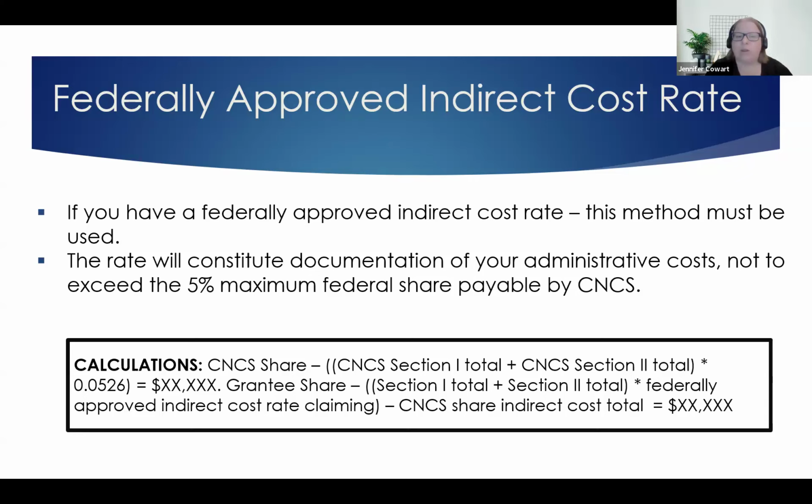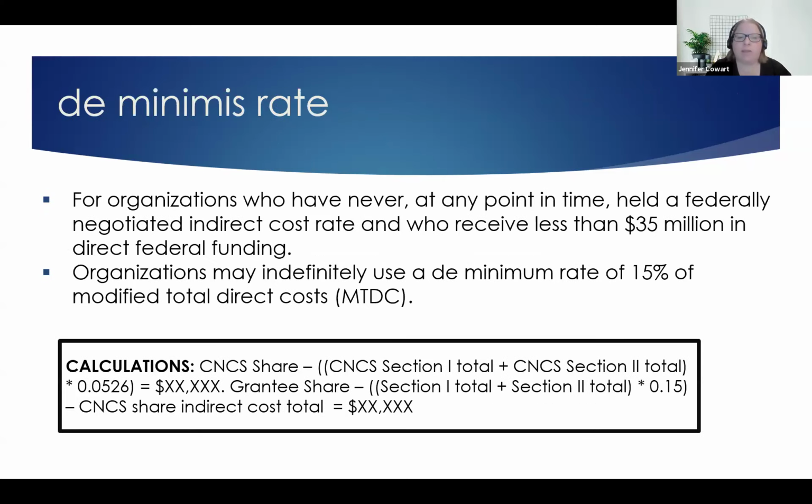So if you have the ability to lower that, especially like universities, they have really high indirect cost rates. So you're going to multiply by that federally approved indirect cost rate that you're claiming, and then you're going to subtract the CNCS share of those indirect costs total. Okay, these formulas again are listed here for you to help you. And then the last option we have is the de minimis method.